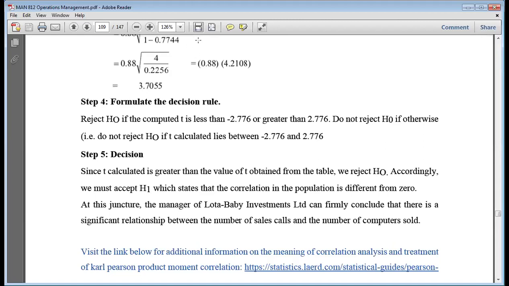You see how we started. One is to formulate the null hypothesis and the alternate. Second one is the significance level. Third one is the test, calculating the test statistic. The fourth one is formulating the decision rule. Then the final one is the decision itself. Have you seen it? You learn it when you finish.